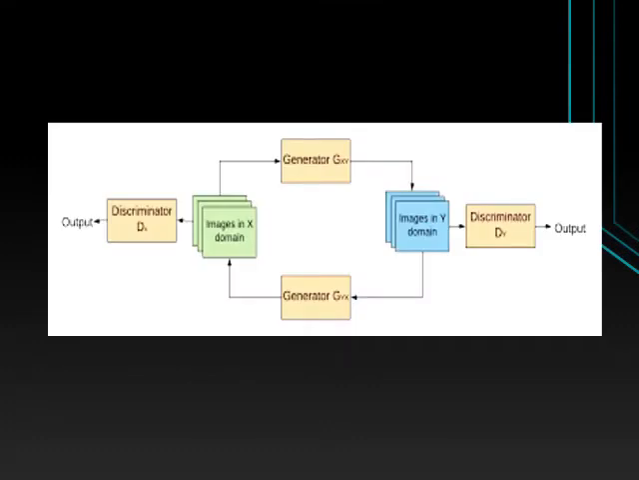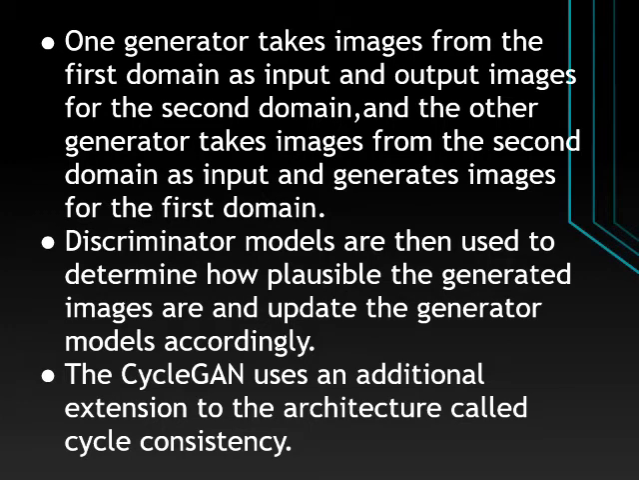When we take the diagram of CycleGAN, we can see two generators and two discriminators. The working of generator and discriminator are different. The generator takes an image from the first domain as input and outputs an image for the second domain. So the first generator takes an input image from the first domain and the other generator takes an image from the second domain as input and generates an image for the first domain. The discriminator models are used to determine how plausible the generated image is and update the generator model accordingly.